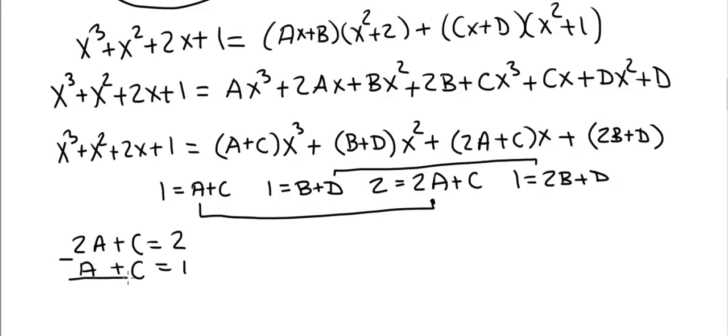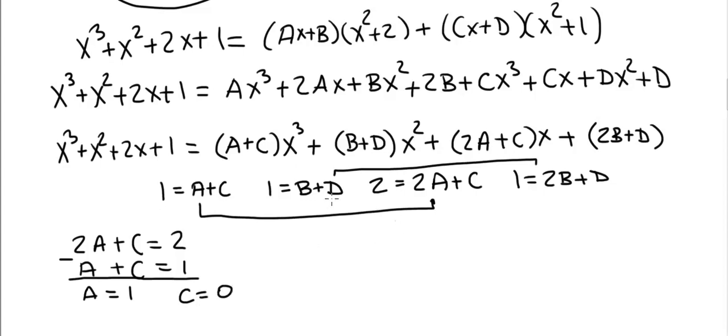Subtract this first equation from the third. 2a minus a is a, c minus c is 0, 2 minus 1 is 1, so a must be 1. Plug it back in. a plus c equals 1. That means c must be 0.